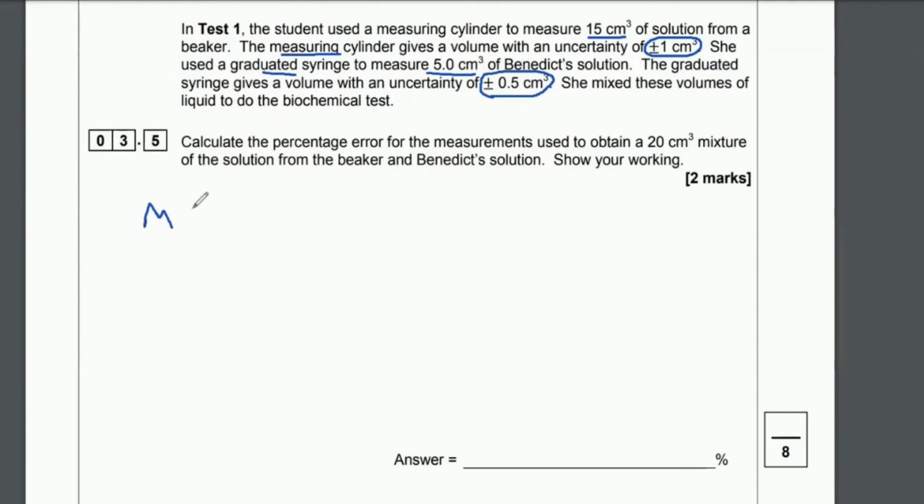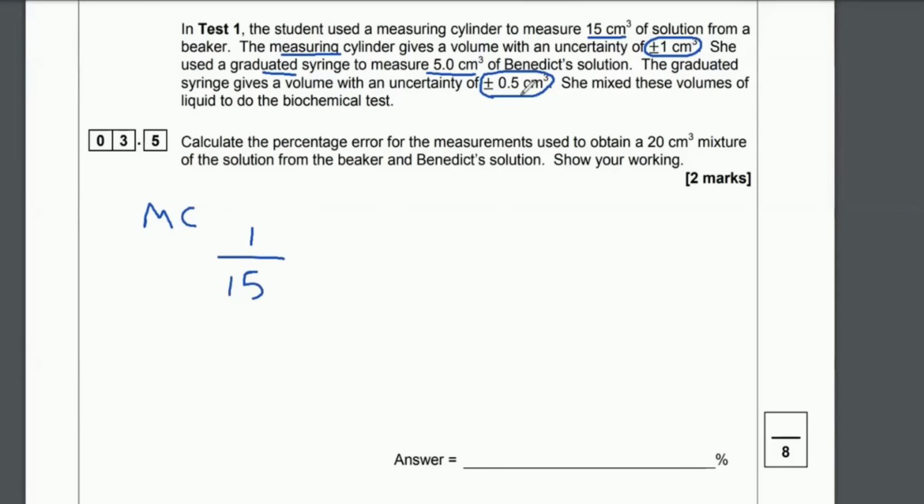So for our measuring cylinder, we had an uncertainty of 1. We're going to divide that by the measurement. So the percentage error is 1 over 15 times 100. So we can do that now, 1 over 15 times 100, to work out the percentage error of the measuring cylinder, or we can combine it with the percentage error of the graduated syringe.